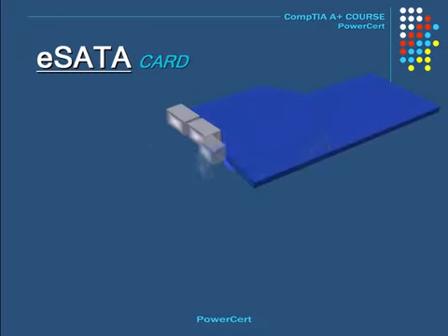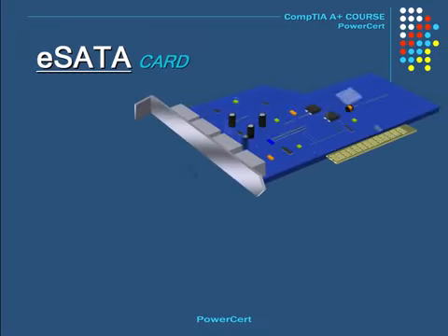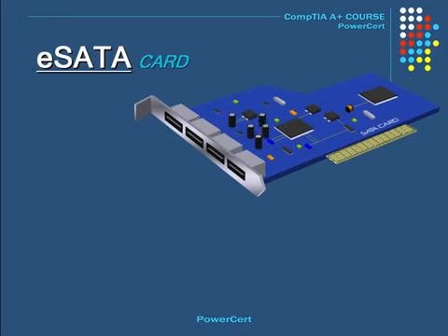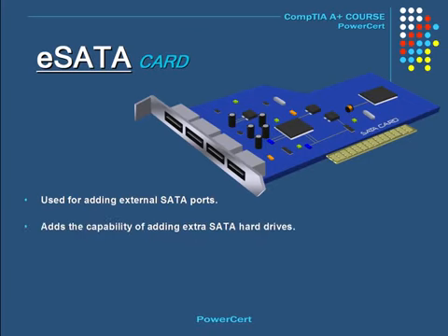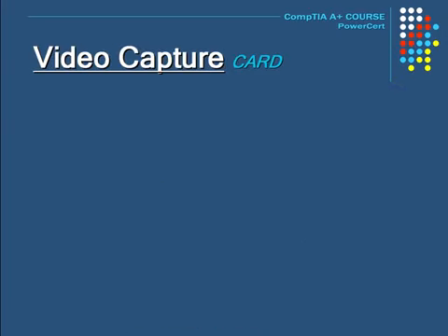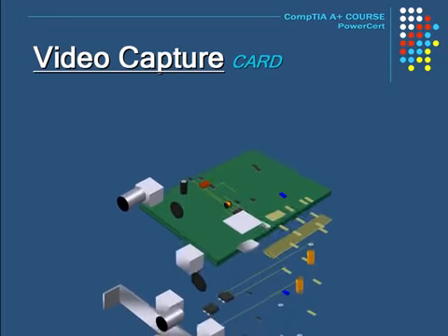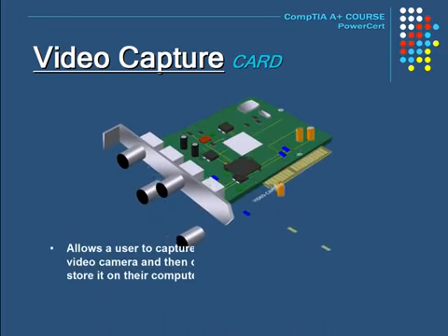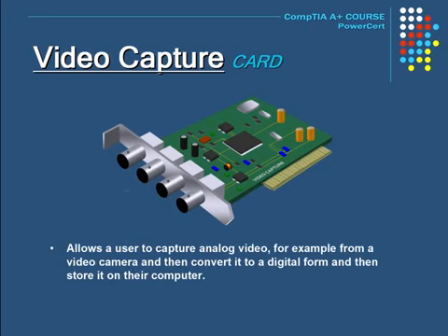And there are also eSATA cards, or external SATA cards. This card is used for adding external SATA ports to a computer, so you can add external SATA hard drives, which is mainly used for backing up and storing data. Some people have video capture cards installed on their computer, and these cards allow a user to capture analog video, for example, from a video camera, and then convert it to digital form and store it on their computer's internal storage, such as a hard drive.